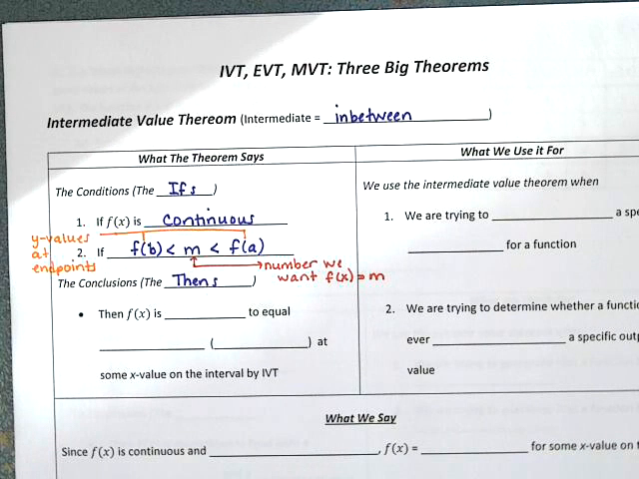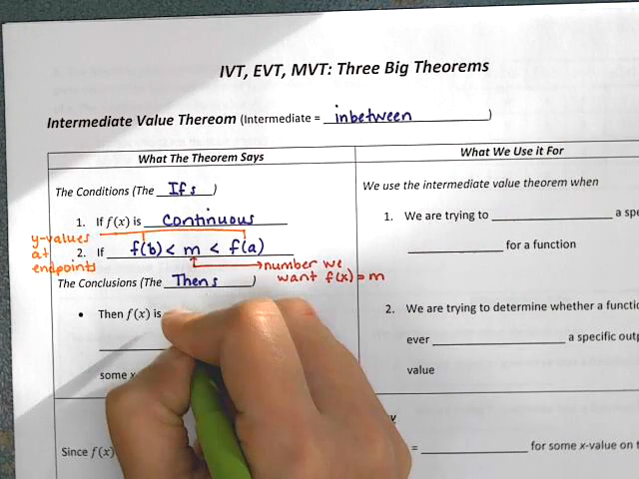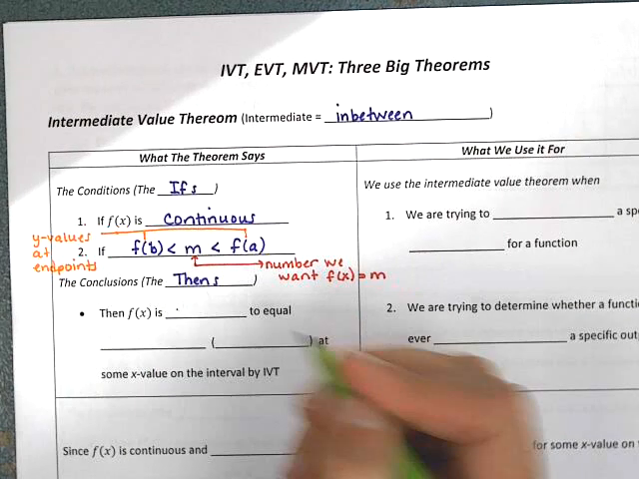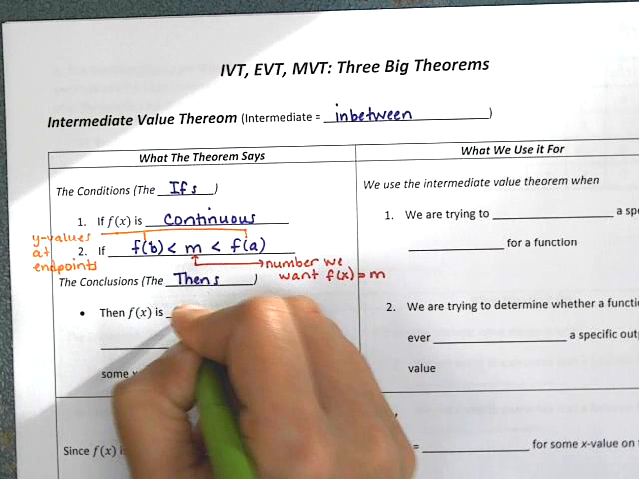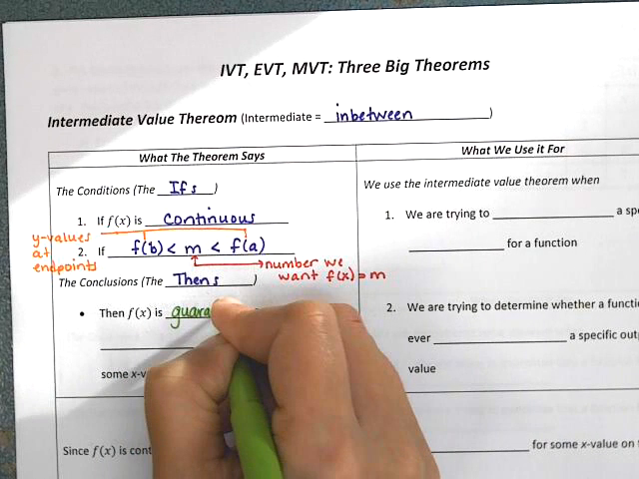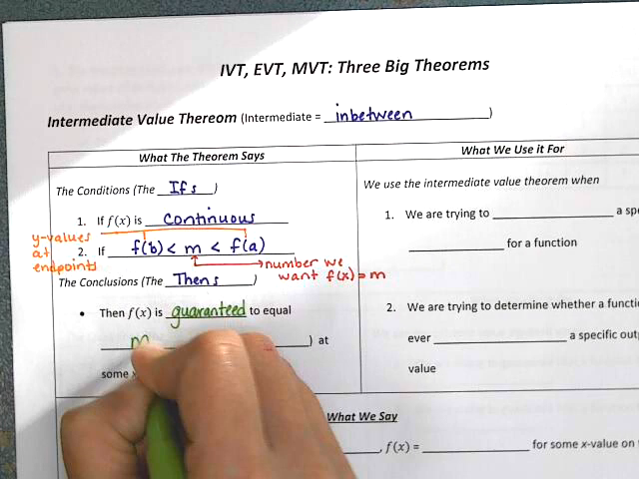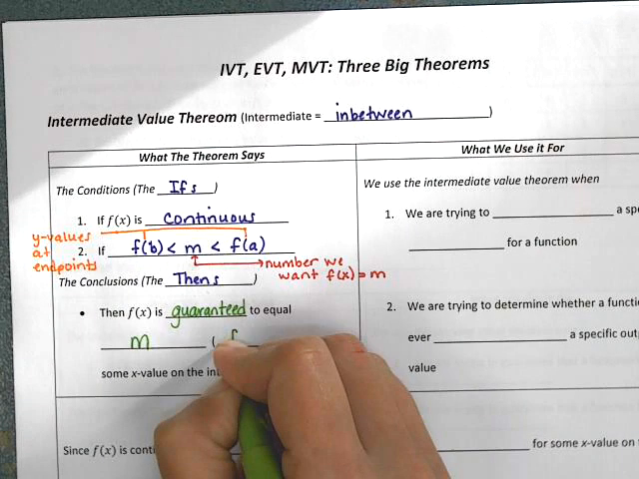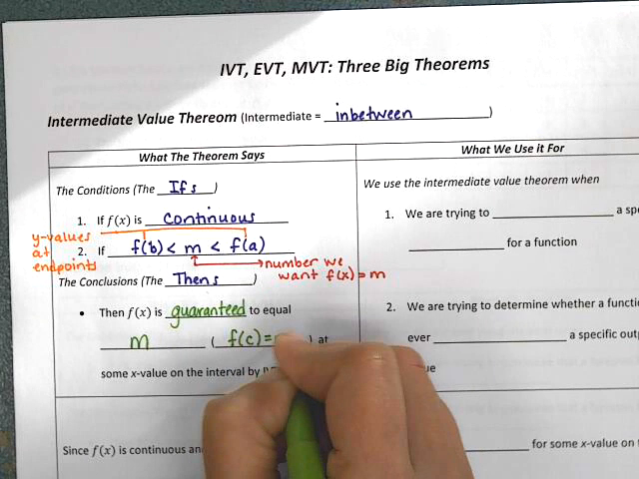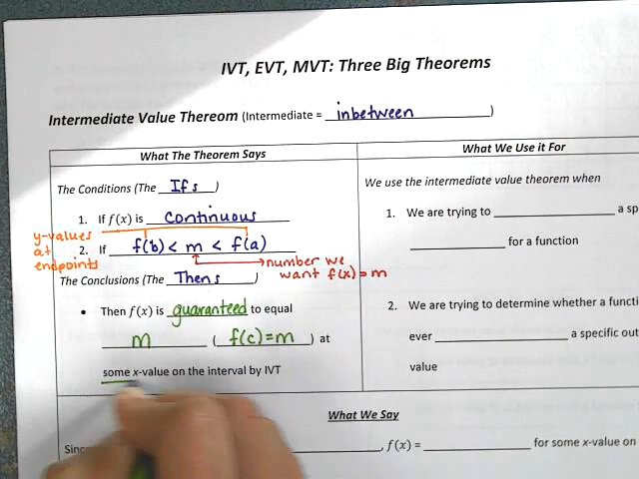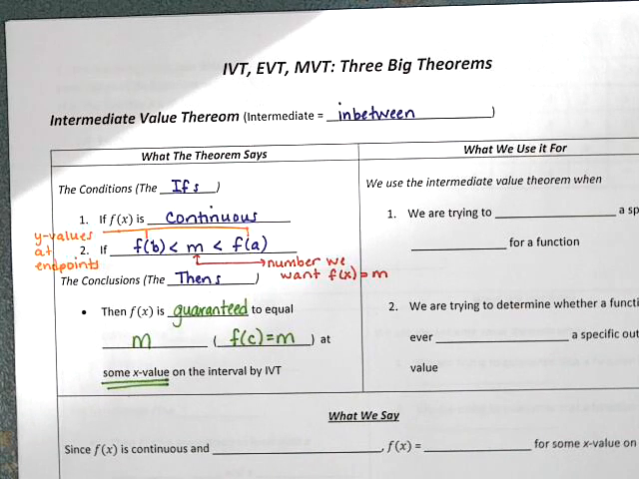Then here's what we can say. As long as we're continuous and the number that we want is in between the numbers of the endpoints, the y values, then we can guarantee that f of x is guaranteed to equal that number that we wanted. So we usually say f of c equals m, at some x value on the interval by the intermediate value theorem. So that's kind of the wording of the theorem.